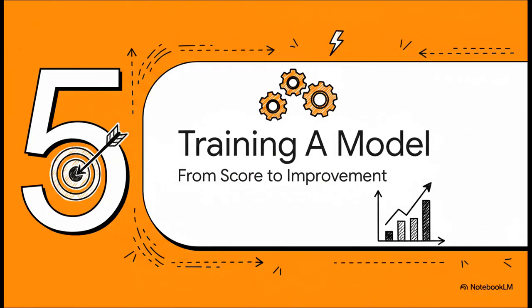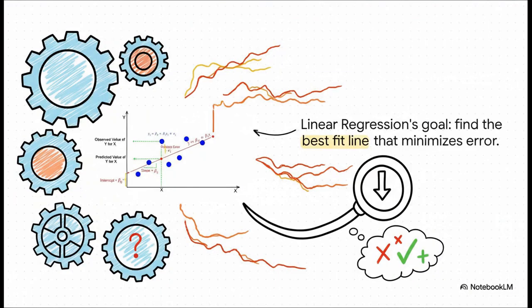Okay, so we've got a way to score a model, to tell it how bad it is. The next logical question is, how do we use that score to make it better? Well, this process, my friends, is what we call training. Let's go to a classic example, linear regression.